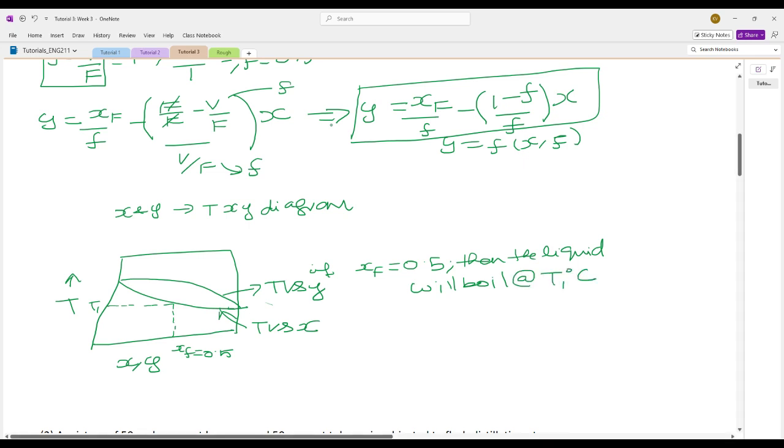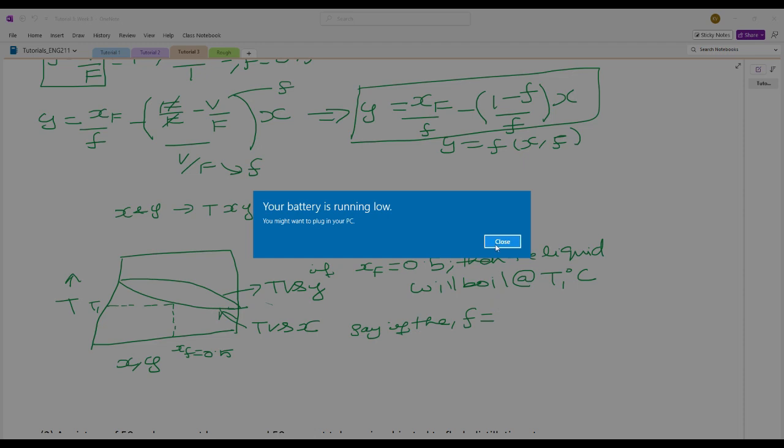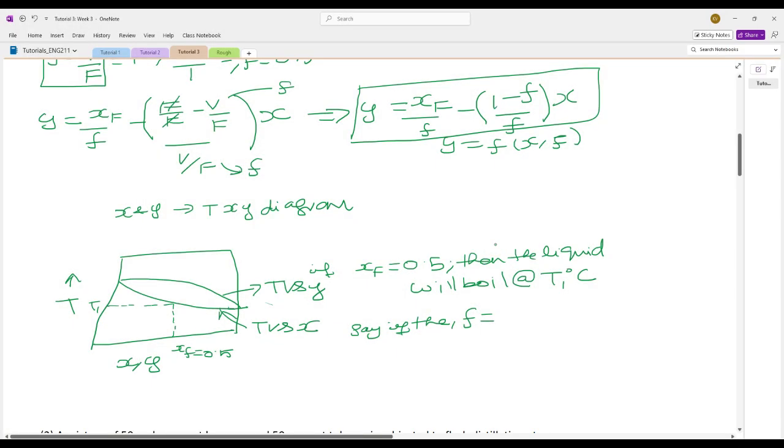And then I also asked you to tell how to determine the x and y after the flash vaporization. So how to do that? You have to draw some image. Say if the fractional vaporization is equal to 0.5, which is a 50% vaporization, then you know how to get the corresponding x and y.